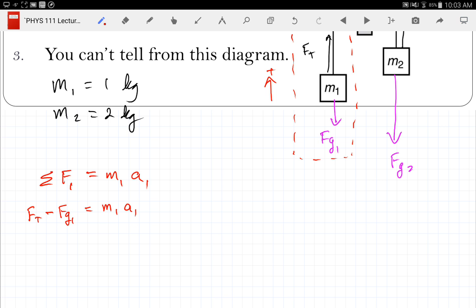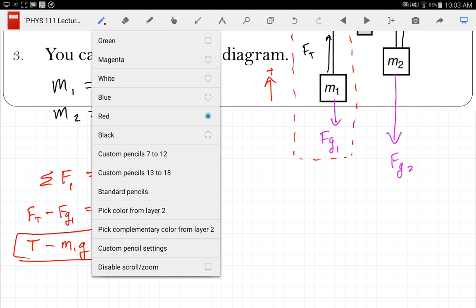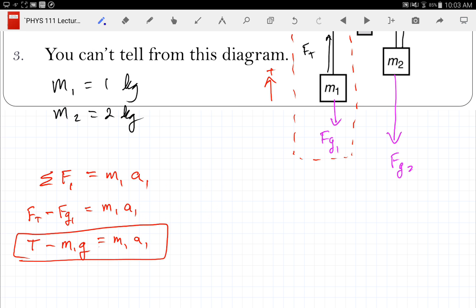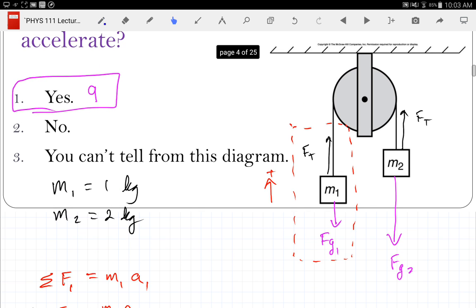Now I'm going to substitute for force of tension. I'm just going to put tension because the magnitude of the force of tension is the tension. And for the force of gravity one, I'm going to put M1G because we know force of gravity is mg. So there I have my equation for box 1. Now that equation has 2 things I don't know, the tension and the acceleration. So now I have to go to the second box. I have to first move it and make the second box.